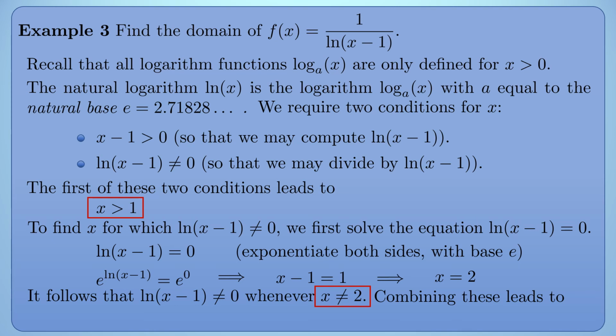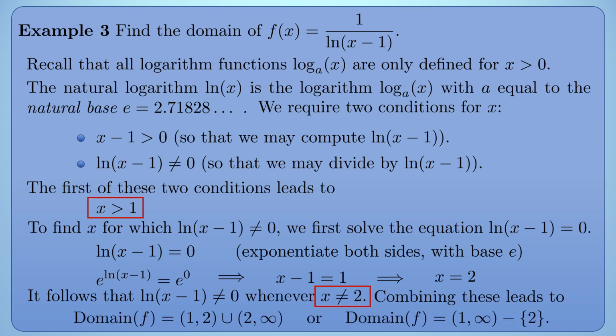Combining again the two conditions in the red squares, we are led to the final solution for the domain of this function as being the union of two intervals from 1 to 2 and 2 to infinity, with all endpoints excluded, or we can write this as a single interval from 1 to infinity with the point 2 excluded from that interval.